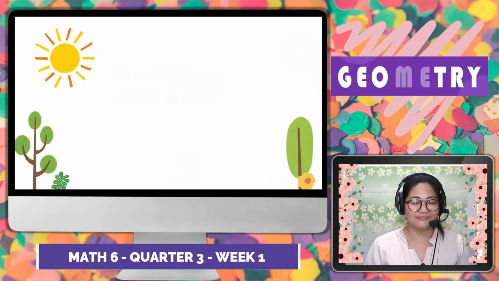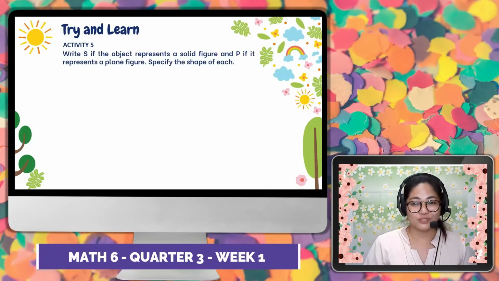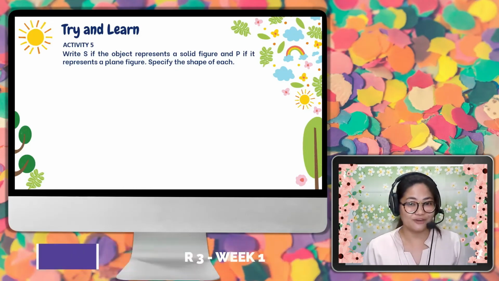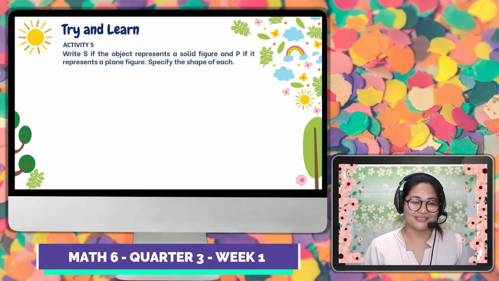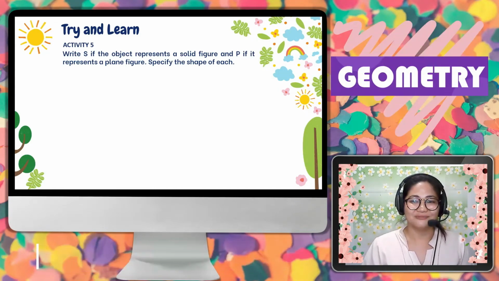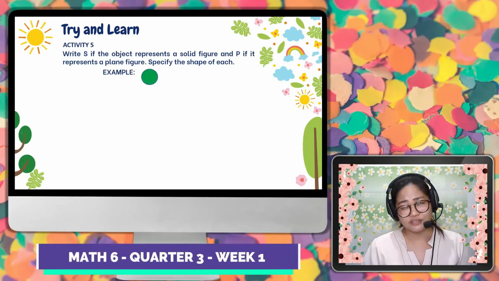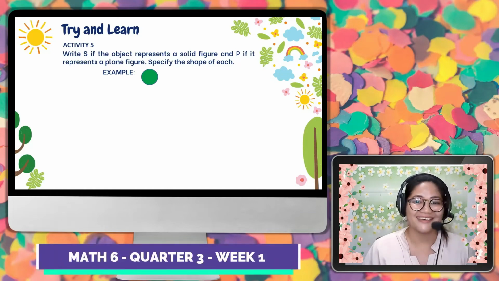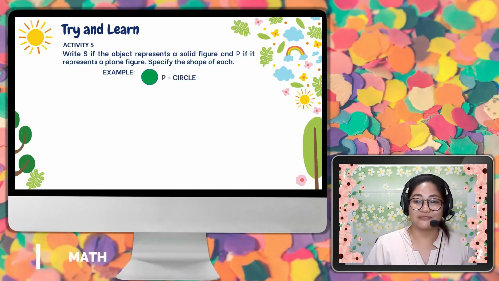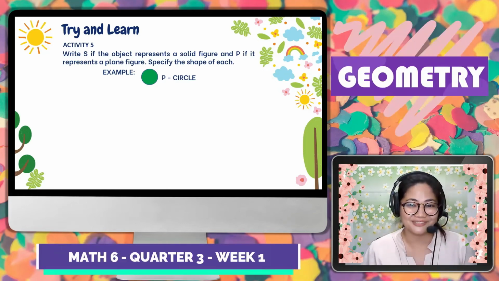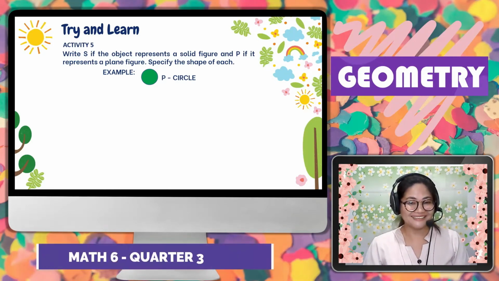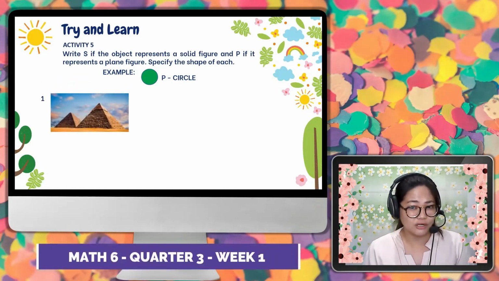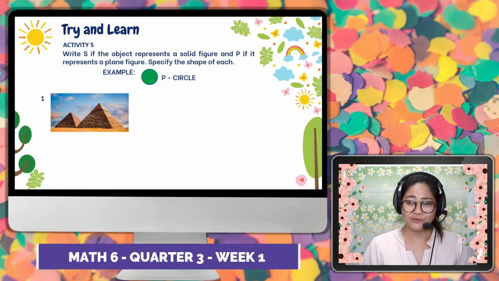For activity 5, you are going to write S if the object represents a solid figure and P if it represents a plane figure. Specify the shape of each. For example, what's this? Is this a solid figure or a plane figure? If your answer is P, that is right. This is a plane figure and the shape is a circle. Are you ready? Number 1. Is this a solid figure or a plane figure? What shape is it?